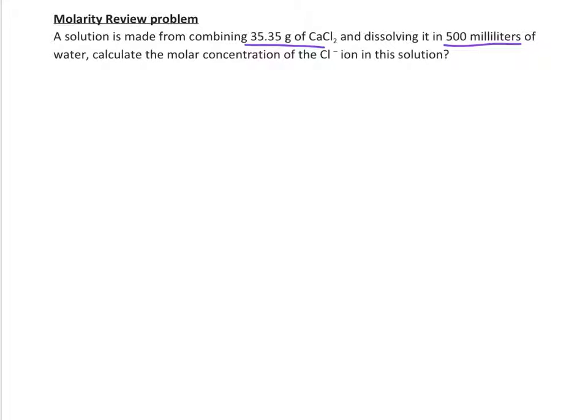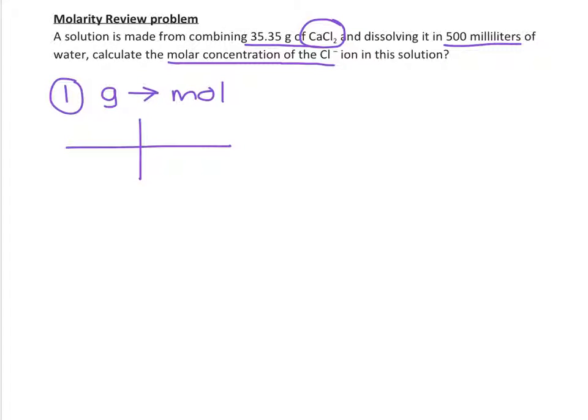So we're going to calculate molarity, and then in the end we're going to calculate the molar concentration of just Cl ions. There's a few different ways to solve this, but I'm going to show you what I think is the easiest way. Step one will be going grams to moles of our substance, which is calcium chloride. Our given grams always goes in the first box, and then our molar mass of calcium chloride will go down here.